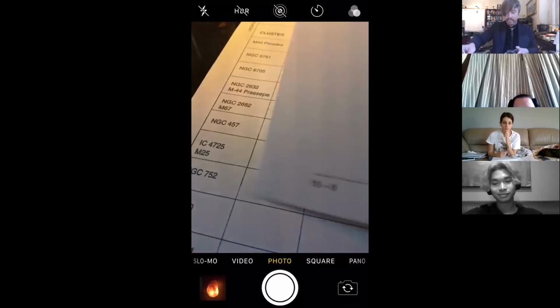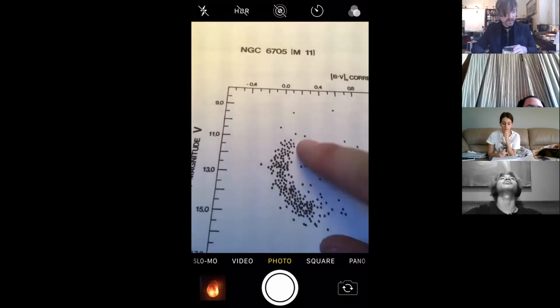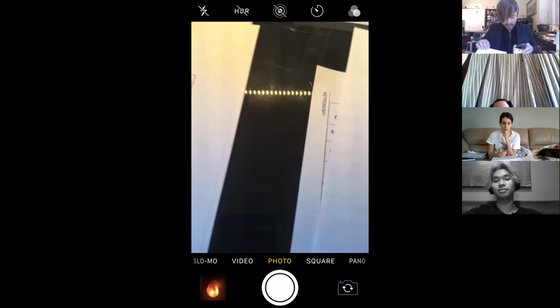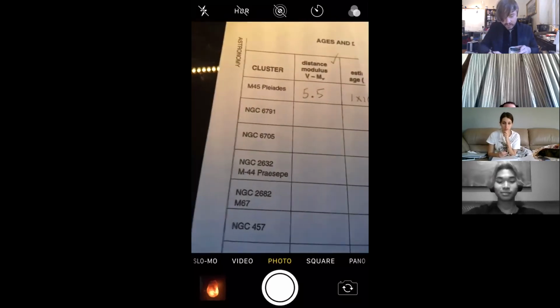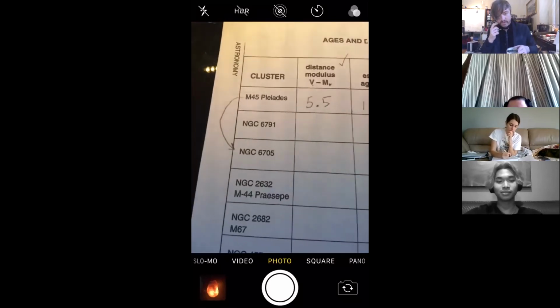Actually, let's do this one. Let's do NGC 6705. You can see it has a very strong turnoff there. I just skipped one, guys. I went from Pleiades to NGC 6705.